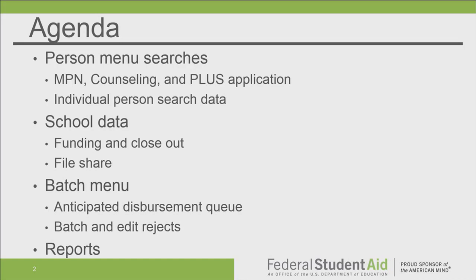You're welcome. Okay, these are some of the things we're going to talk about up here. The person menu searches. We're going to talk about multiple searches, individual searches, counseling, MPNs, plus applications, all of those things. We're going to talk about school data as well, funding and closeout, file share and messages. That's a place on the COD website where we post things that we need to get to you, as opposed to how we did it in the past, where we would send an email telling you something's coming and then send something to you and then send another one with a password. This is much more efficient and a safer and more secure means of doing that.